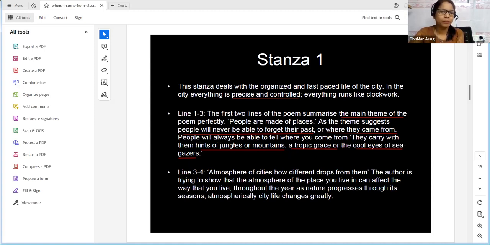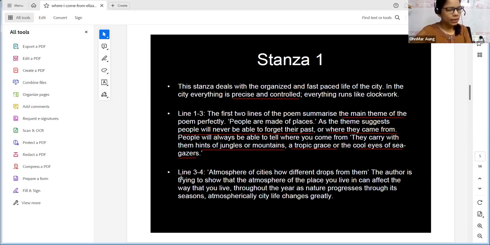Experience of the people's birthplaces. It is also correct. So here actually you could see the contrast. Lines 1 to 3: the main thing is that people will never forget their birthplace. That is the main idea. Hints of jungles or mountains, a tropic grace or the cool ends of sea gazers, they are just supporting this phrase. All right, now line 3 to 4.